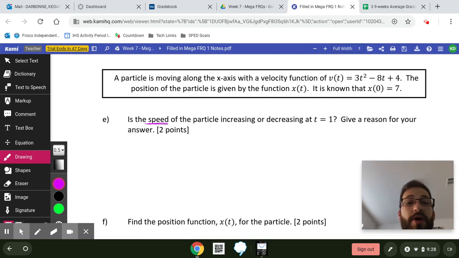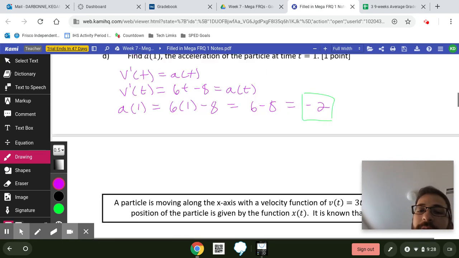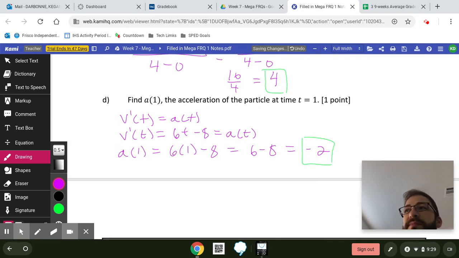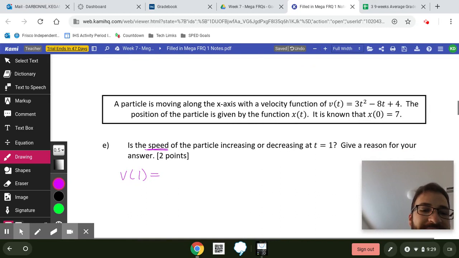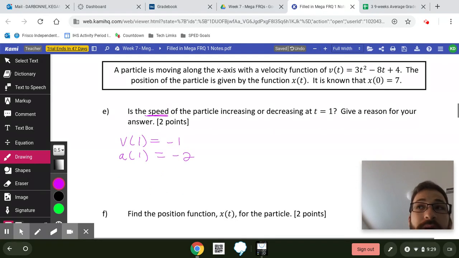Okay, so to find this, I need to find velocity and acceleration at 1. Well, we already know the acceleration at 1, so I just need to know the velocity at 1. So v of 1, I believe we found v of 1 up above. We did. So v of 1 is equal to -1. And we know that acceleration at 1 is equal to -2. So they're both negative. So does that mean our speed is increasing or decreasing? Speed is increasing.